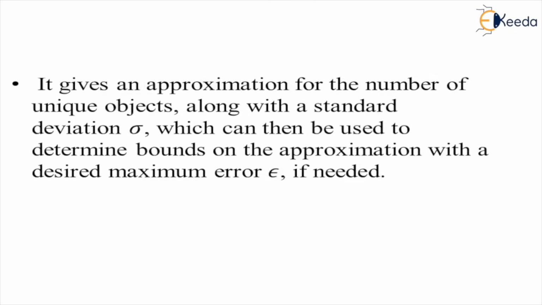It gives an approximation for the number of unique objects along with a standard deviation sigma, which can then be used to determine bounds or approximation with a desired maximum error of epsilon if needed. The FM algorithm is not going to give exact results. It always gives approximate results. But when it comes to large data sets, the deviation is very small. We'll understand it with some examples also.